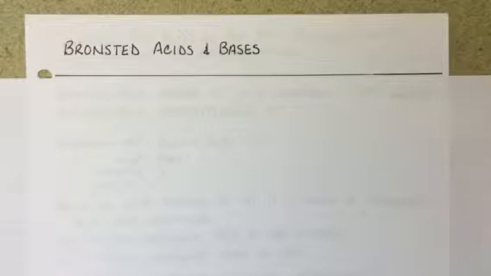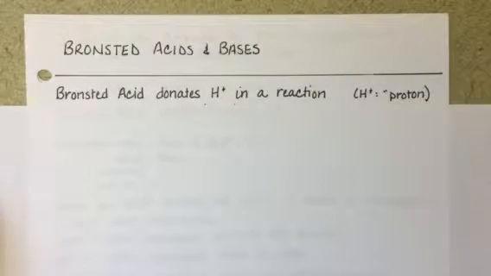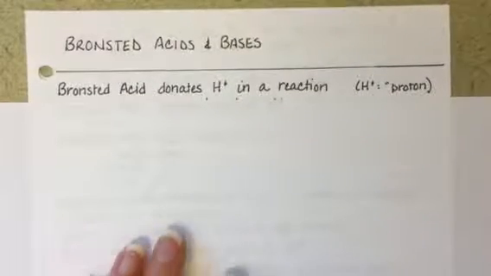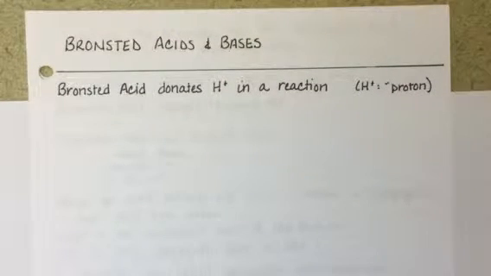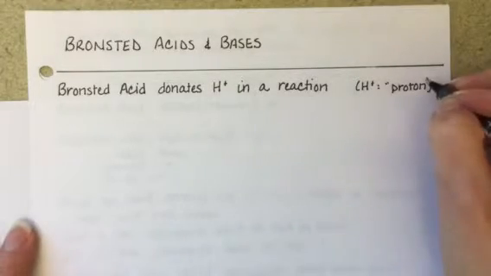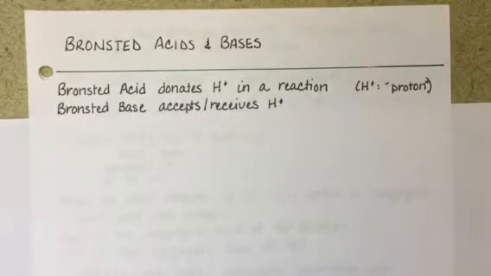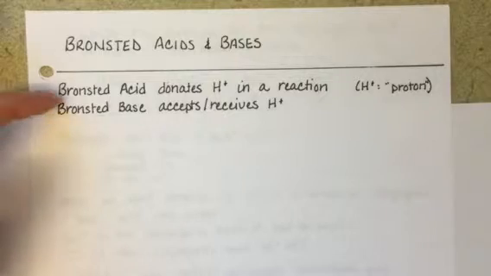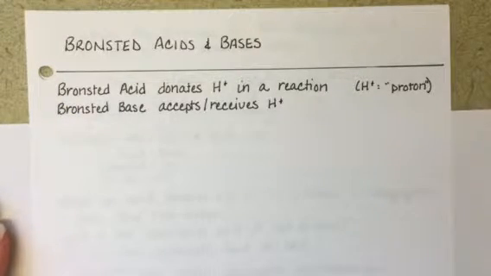In this video, you will be introduced to the concept of Bronsted acids and bases, sometimes called Bronsted-Lowry acids and bases. So first, the definition. A Bronsted acid is a substance that donates an H+, a hydrogen ion, in a reaction, H+ often being called a proton. And a Bronsted base is the substance that accepts or receives the hydrogen ion from the Bronsted acid.